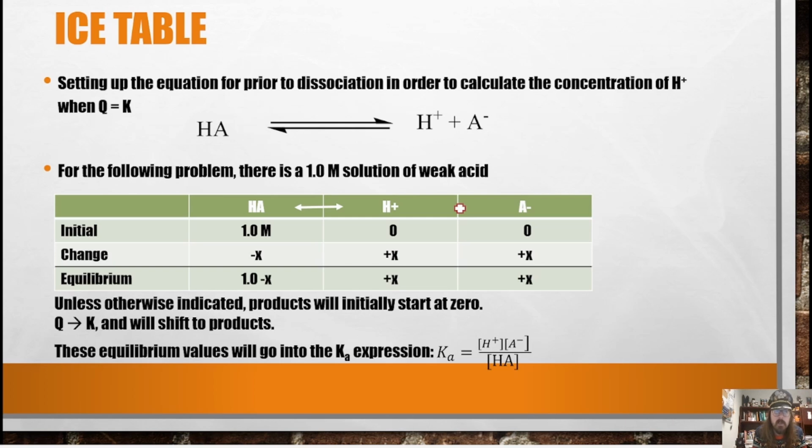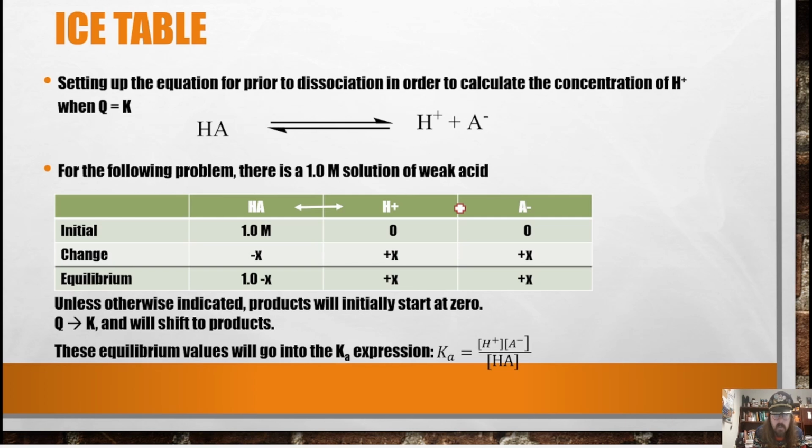So because Q needs to approach K, some amount of that HA must dissociate and form equal quantities of H plus and A minus. So at equilibrium, some amount of HA will have dissociated, X, and some amount of H plus and A minus will have formed, which is X and X. And so we'll have this.